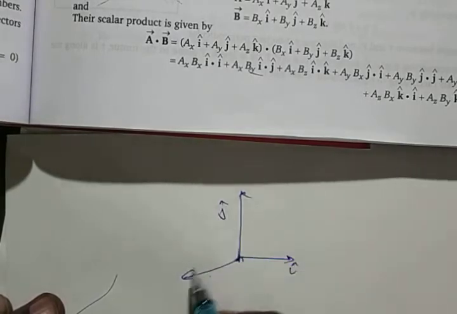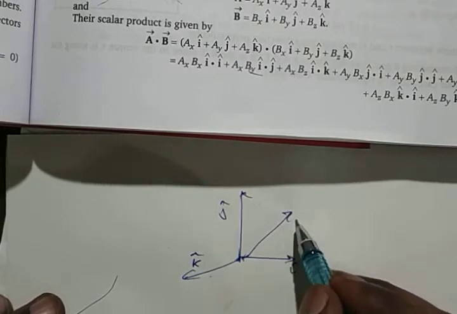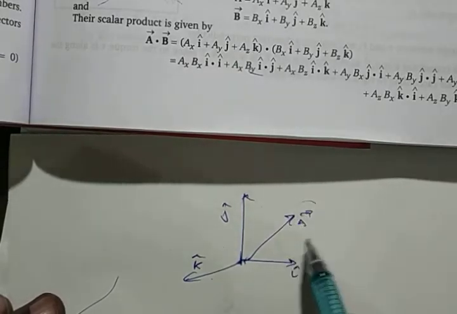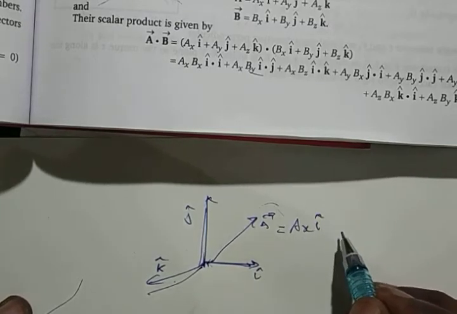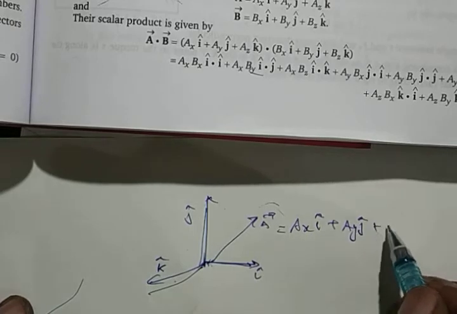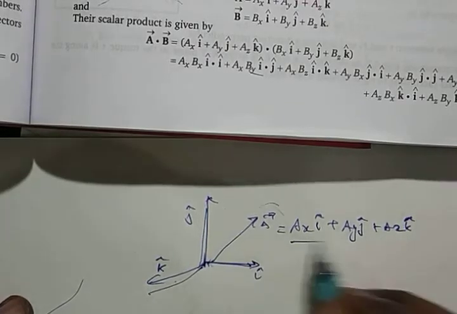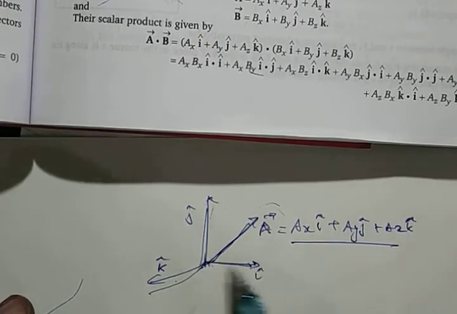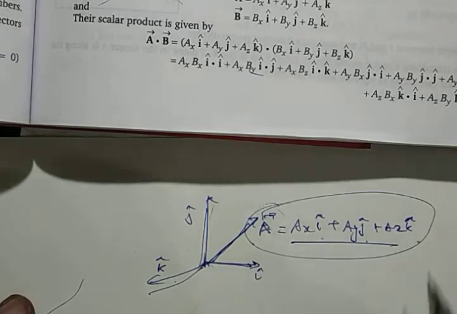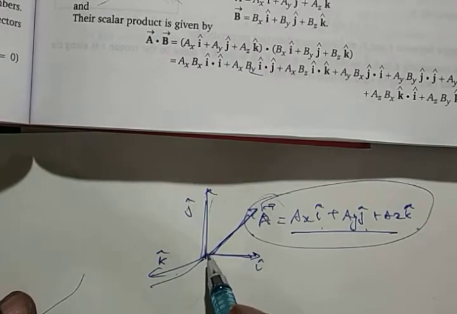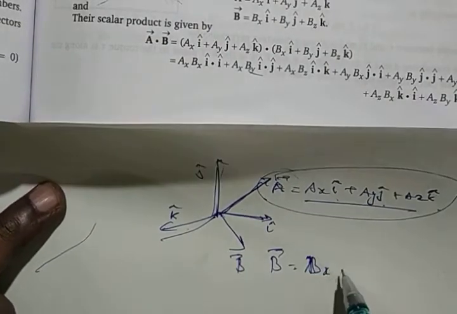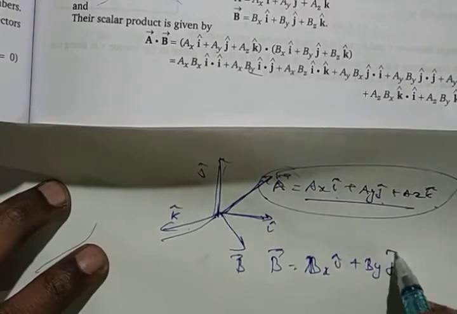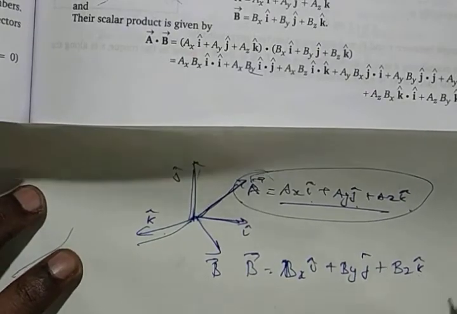This is I cap, J cap, K cap. Suppose you have an A vector. This A vector is always represented in terms of I, J and K. It is going to be equal to AX I cap plus AY J cap plus AZ K cap. We represent the A vector, which is here in this axis, into three components of I, J and K. Similarly, if you have another vector, B vector, in this direction, B vector could be BX I cap plus BY J cap plus BZ K cap. You can write that.